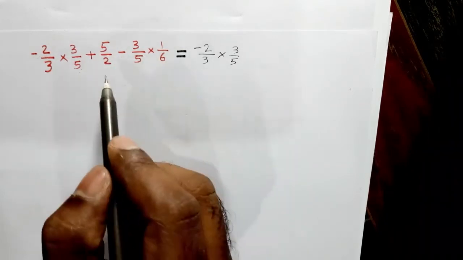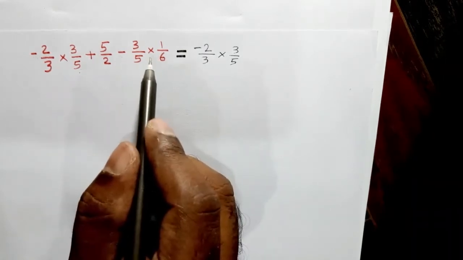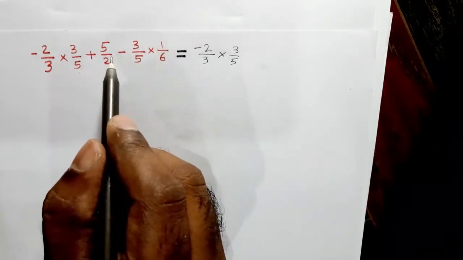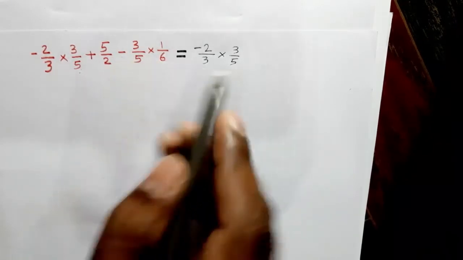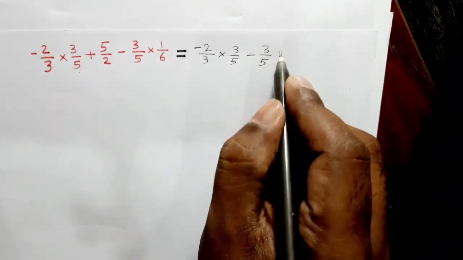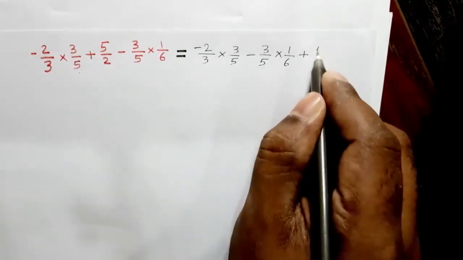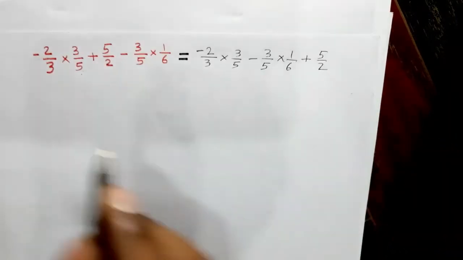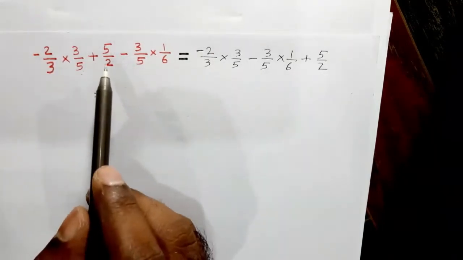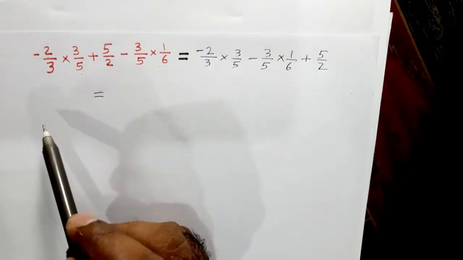We can change the order as we studied in the commutative property. But when we change this order, we have to be careful about the sign of this number. This is minus of this. Then only we can form the addition format. So first we are writing minus 3 by 5 into 1 by 6. Then we are writing plus 5 by 2. So what is the change we made? We used the commutative property: the second term we sent to third and the third term we brought to the second.